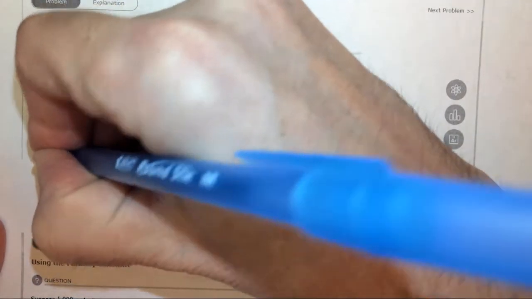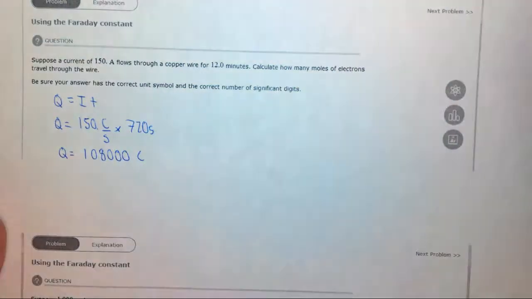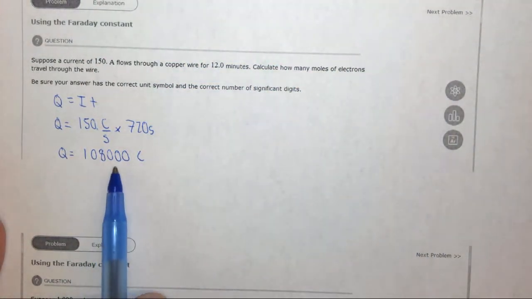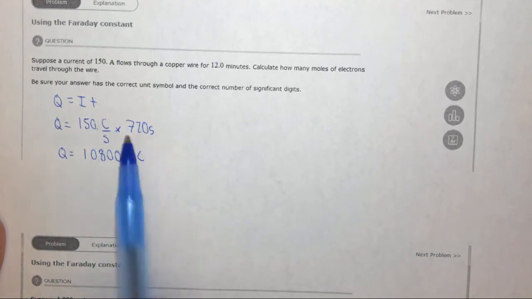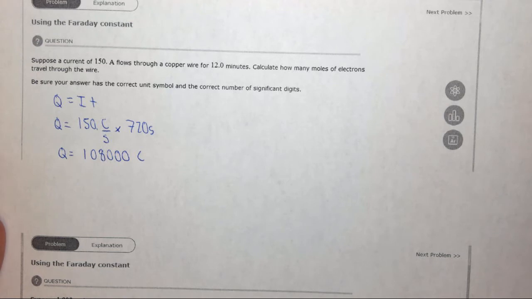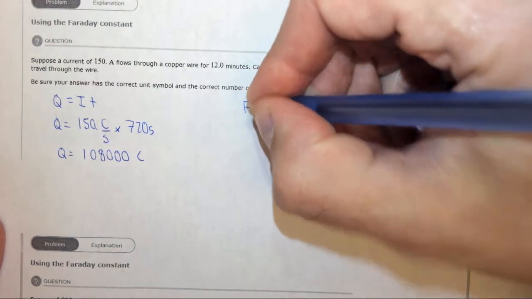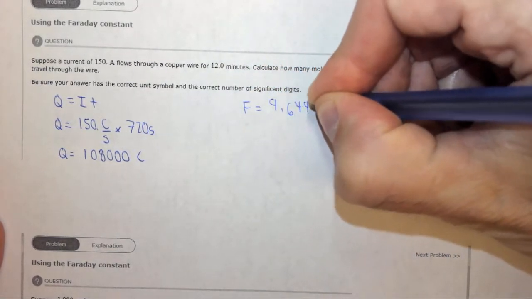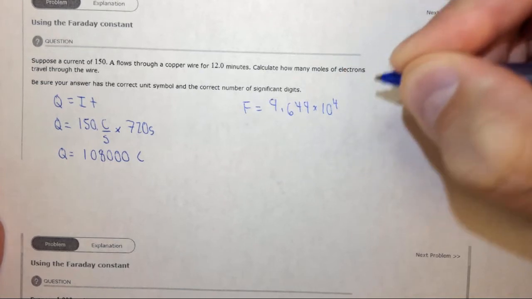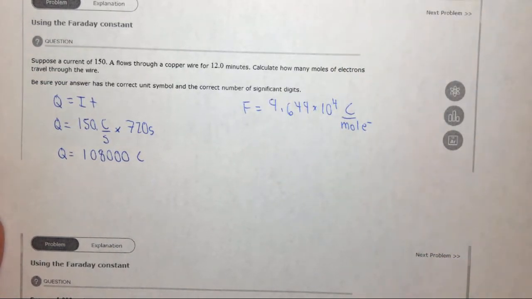So when you do all this math, you get Q equals 108,000 coulombs. So this is the amount of charge that we're going to transfer at 150 coulombs per second for 720 seconds. We then also need to use Faraday's constant. And Faraday's constant, F, is 9.649 times 10 to the 4 coulombs per mole of electrons.